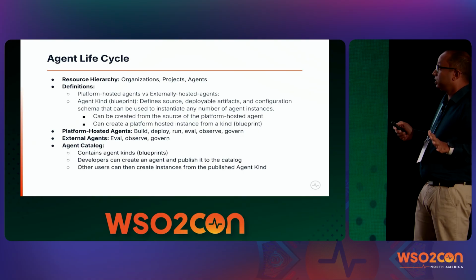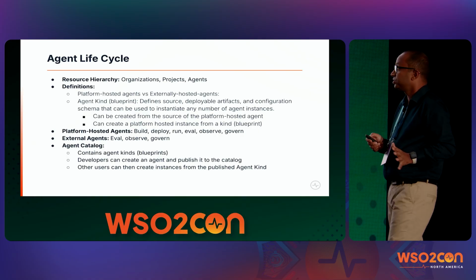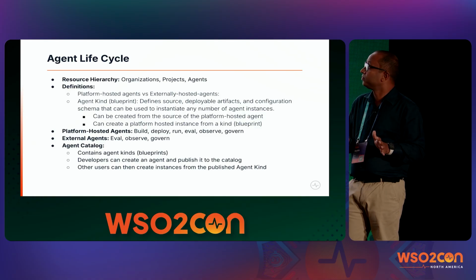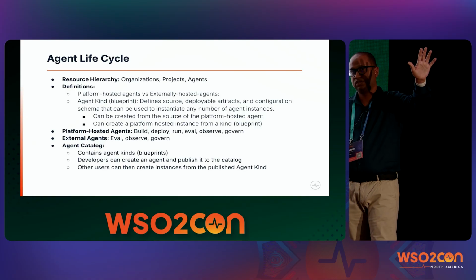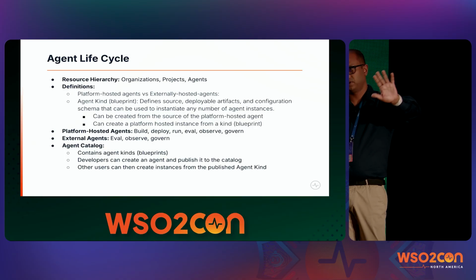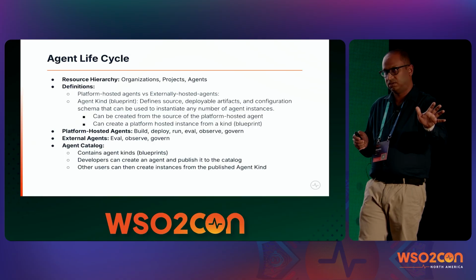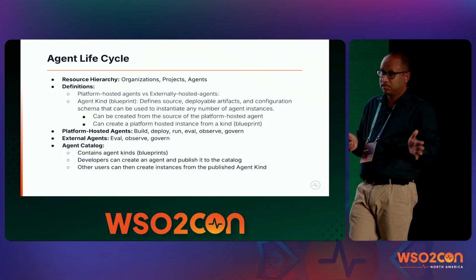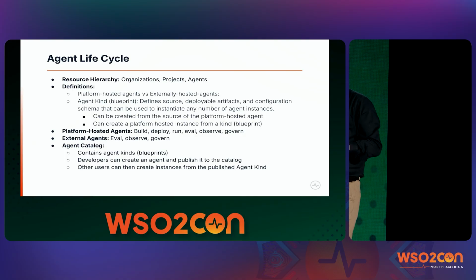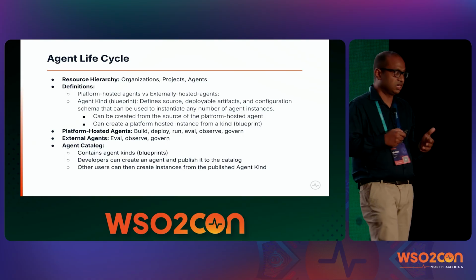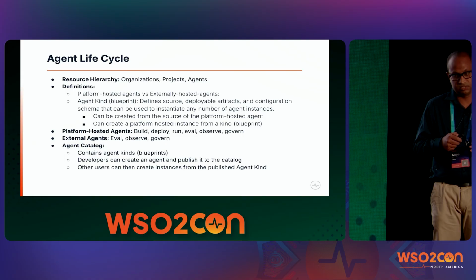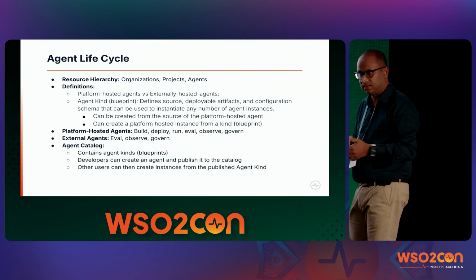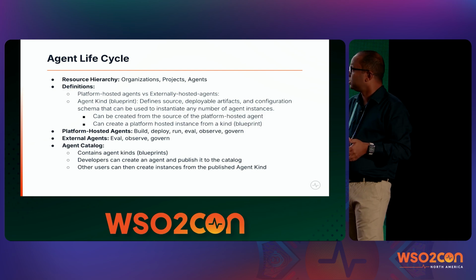Right, so this Agent Manager has a resource hierarchy. This is very similar to what we have in Choreo. We have the top level, which is the organization. Under the organization, you can have multiple projects. And then under the projects, you can have multiple agents. Nadheesh will talk about how to structure the agents into different projects, and also he will talk a little bit about the cell-based architecture as well.